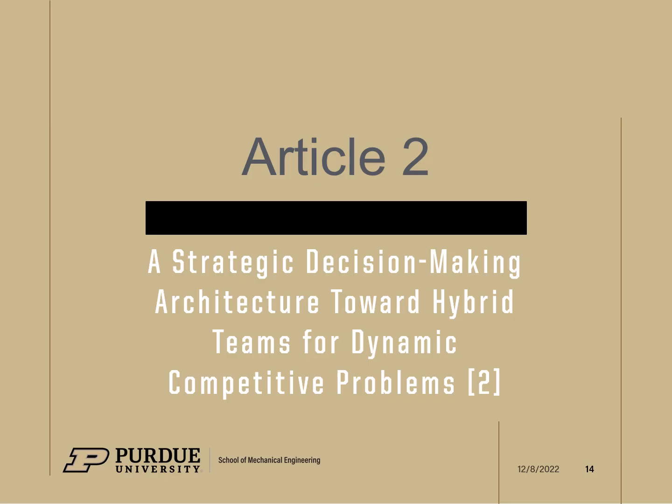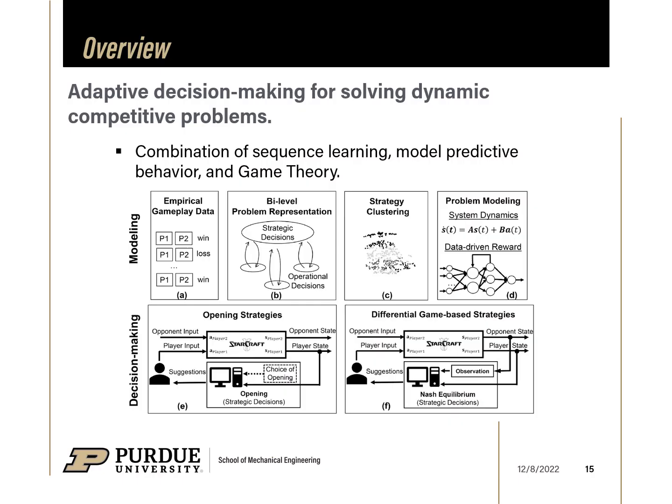The next article that will be reviewed is a strategic decision-making architecture toward hybrid teams for dynamic competitive problems. The overview of this article is that of adaptive decision making for solving dynamic competitive problems. This article really focused on that idea of competitiveness over some of the other methods that were described in the other two articles. It's truly a combination of sequence learning, model predictive behavior, and finally game theory.